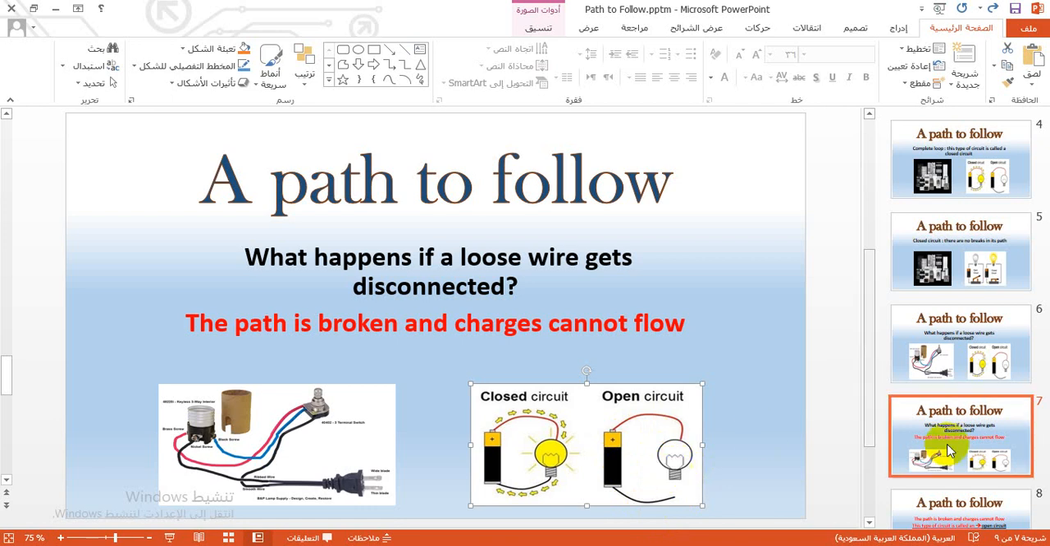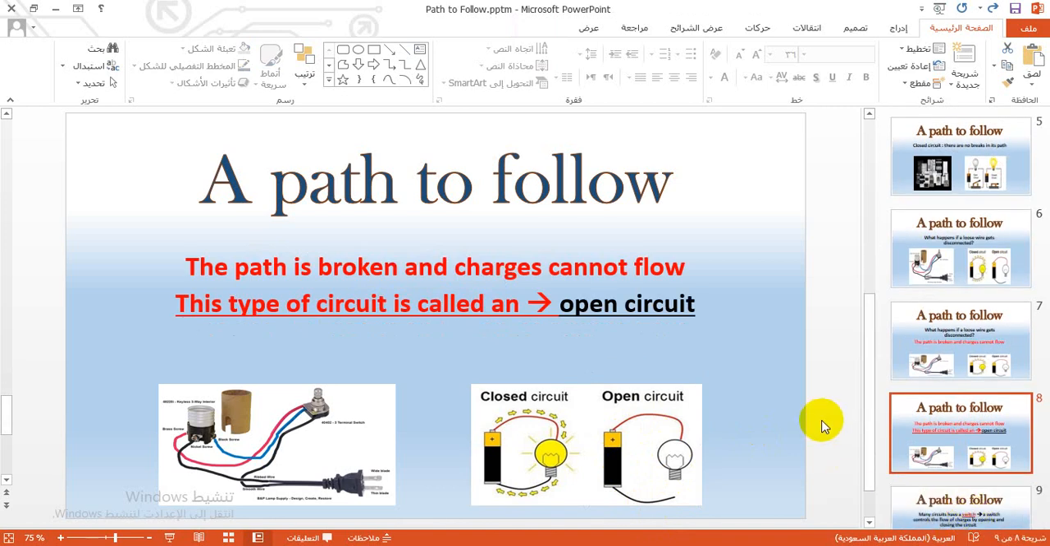The path is broken and charge cannot flow. This type of circuit is called an open circuit. So when we say that the path is broken, it's an example of an open circuit. Or when we say that the electric charge cannot flow through the path here, it's an example of an open circuit, because it's open. See, it's open. It's not closed like this one. See, this one is closed, so the electric charge will flow easily. Okay, guys.